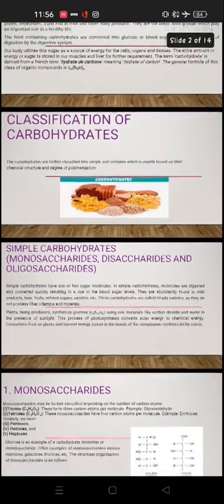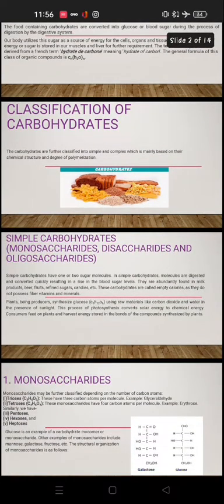Now we come to the classification of carbohydrates. Carbohydrates are basically classified into two parts. First is simple carbohydrate and second is complex carbohydrate, which is mainly based on their chemical structure and degree of polymerization.